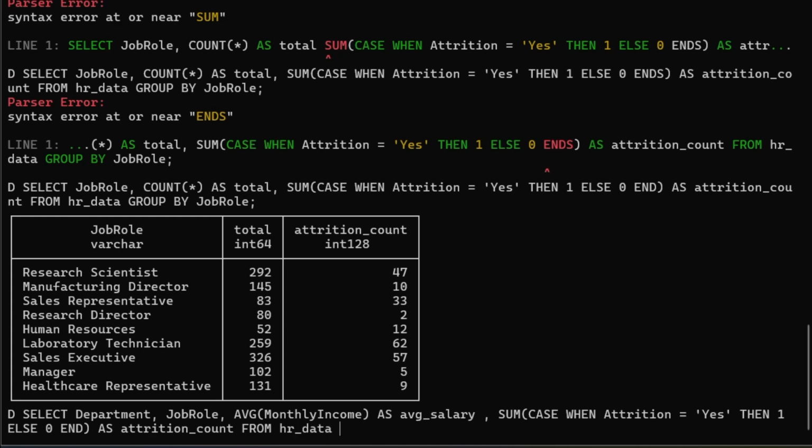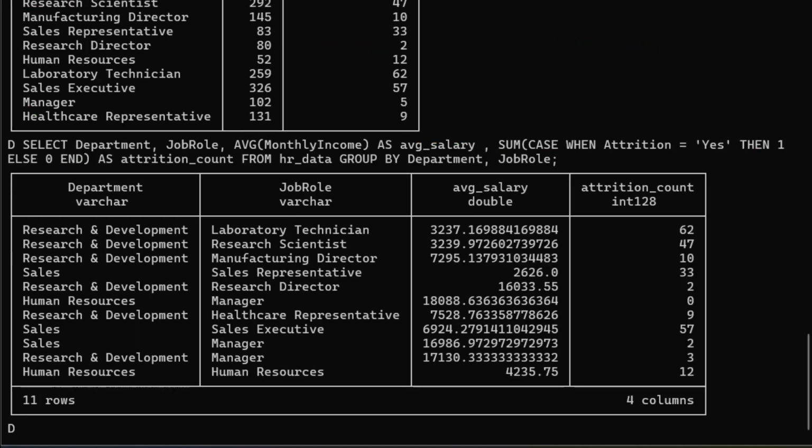Okay, so we get all this and we are taking it from HR data, group by department and job role. Okay, so we get the department, the job role, average salary, and the attrition count. So this gives us a powerful view: the department, job role, salary, and attrition. And now we can identify the exact problem areas.